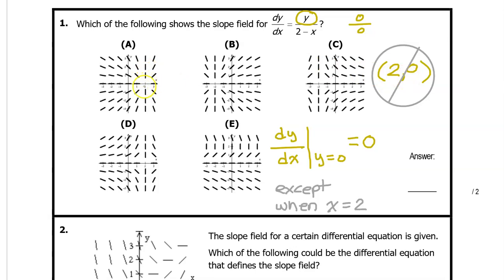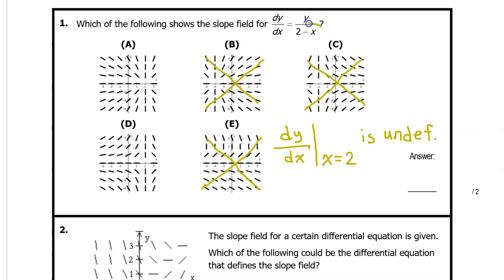So in A, we see no slope at (2, 0), so far so good. In B, they are saying that the slope is 0. That's no good. There should be no slope there. Again, for C, at (2, 0), I see a slope of 0. That's no good. There should be no slope there. Okay, this one's okay, and E again has a slope of 0 at (2, 0). So we have narrowed it down to either A or D. Both of these have slopes of 0 everywhere else that y is equal to 0. So time to move on to the next clue.